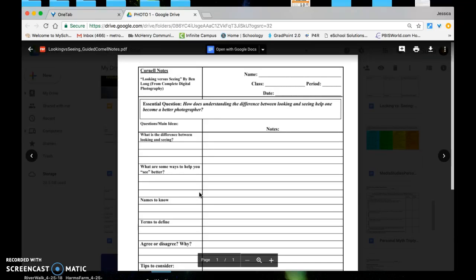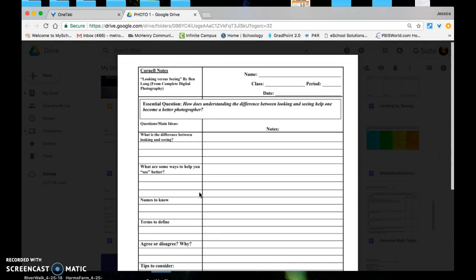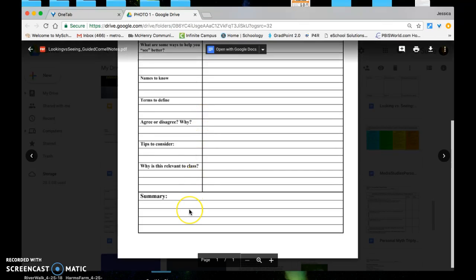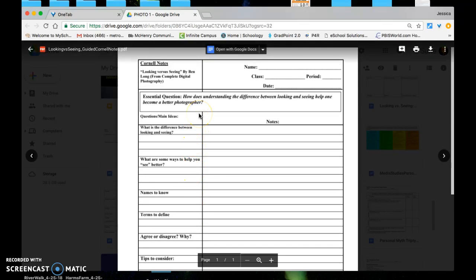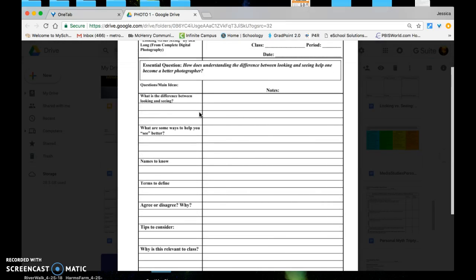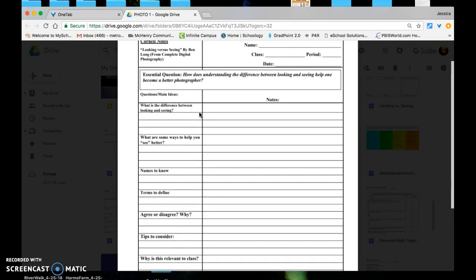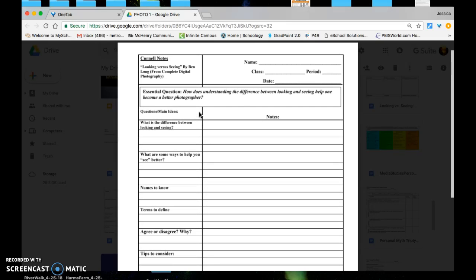So after discussing and thinking about what is the difference, that is your essential question. So that's what I want you to really focus on and think about and bring that back in the summary. So you should be able to answer that essential question in the summary. What I've done here for you is I've created a guided Cornell Notes. A lot of times you will have a template that is completely empty.